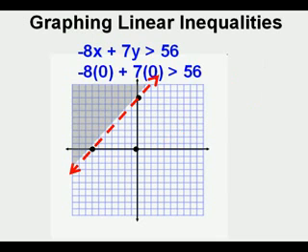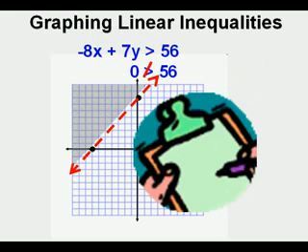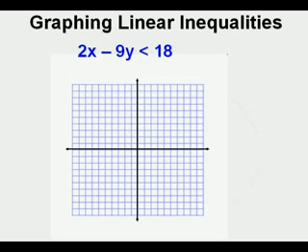We substitute back into our original inequality for 0, 0. That gives us negative 8 times 0 plus 7 times 0 on the left. And that gives us 0 is greater than 56. Is that true? Is 0 greater than 56? No, since the point 0, 0 is in the unshaded area, that proves that we shaded correctly. Check.